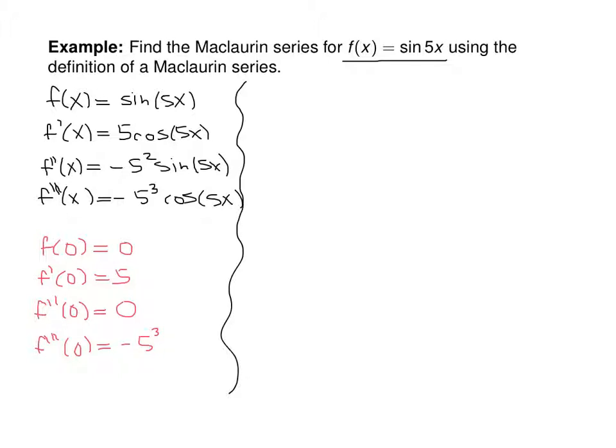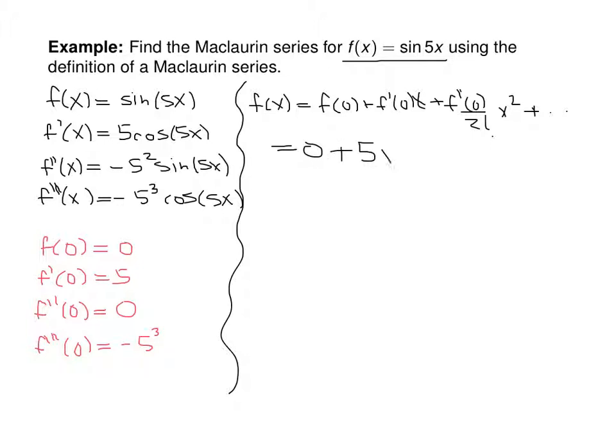So by definition, the Maclaurin series of f of x is f of 0 plus f prime of 0 times x plus the second derivative at 0 over 2 factorial x squared, etc. So f of 0 is 0, f prime of 0 is 5, so we'll have 5x. The second derivative is 0, so that 0 is the next term. And then the next term that we have is the cubic term, where we'll have negative 5 to the third x to the third over 3 factorial.